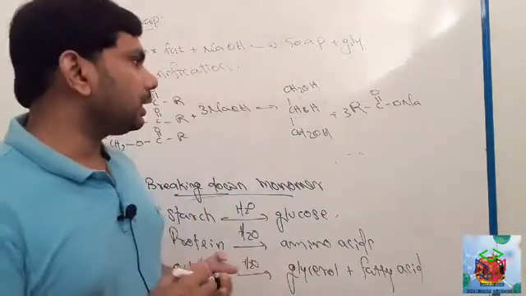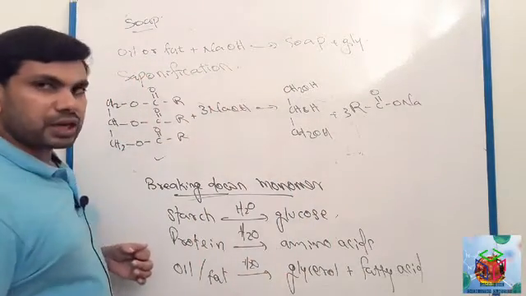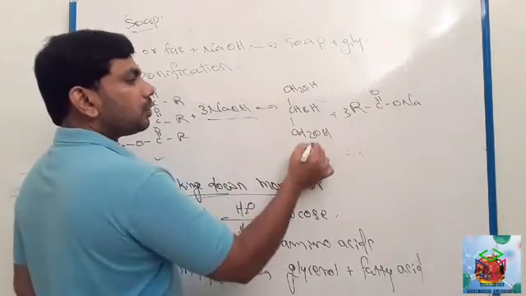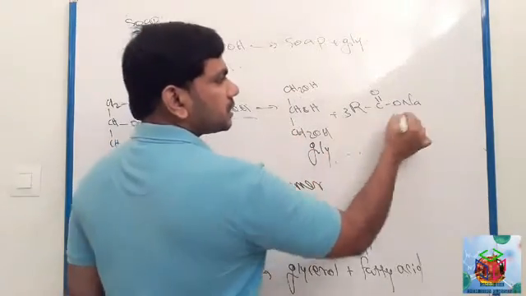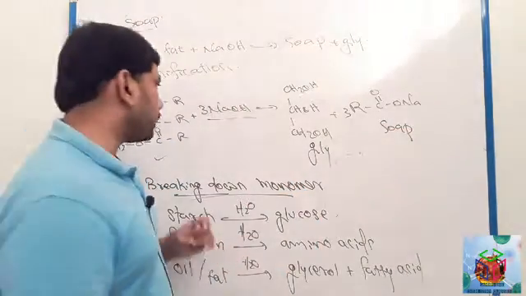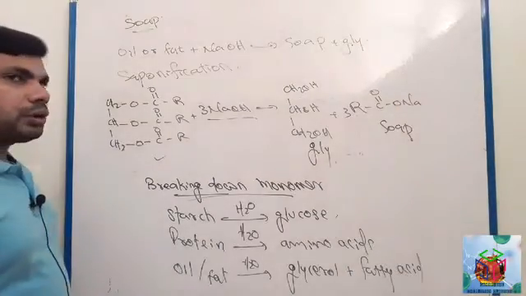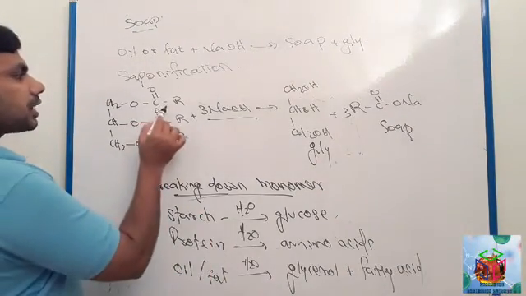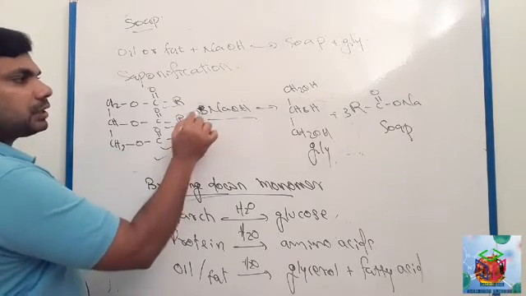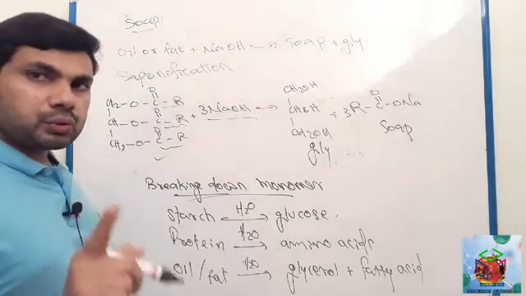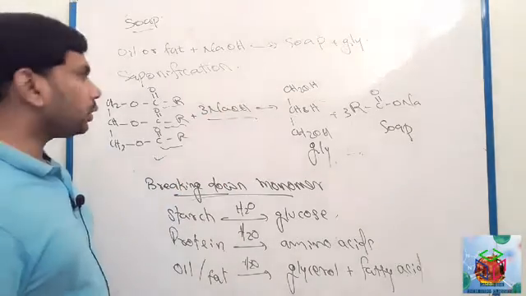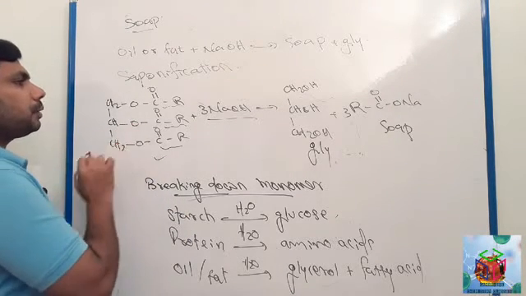So look here, we learned already, this is the structure of oil or fat. This oil or fat reacts with sodium hydroxide, and it produces glycerol, and this is the molecular formula for soap. This is the structure of soap. Look here, I told you before, oil or fat has three reaction sites, 1, 2, 3. That's why we use 3 sodium hydroxide here. One molecule of oil or fat will react with 3 sodium hydroxide molecules.